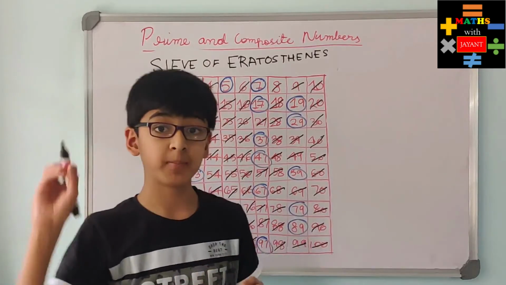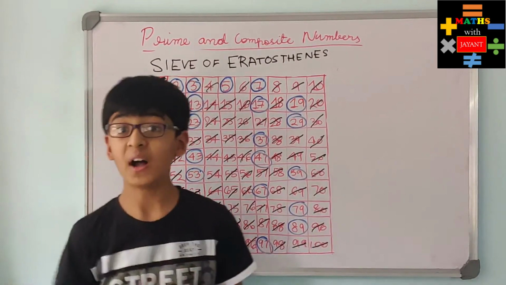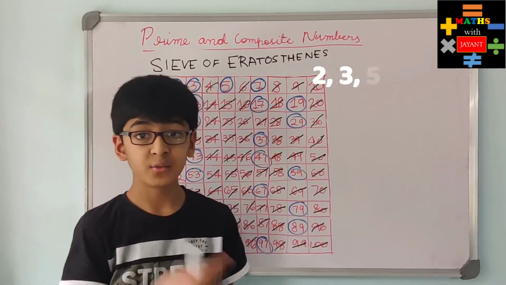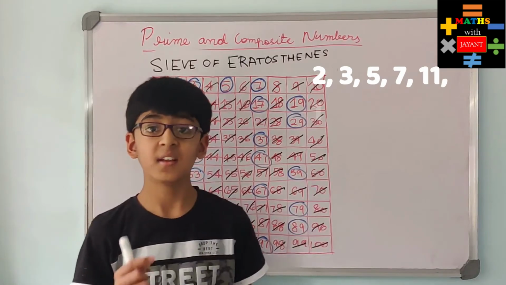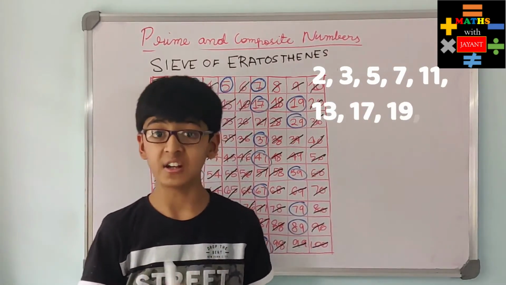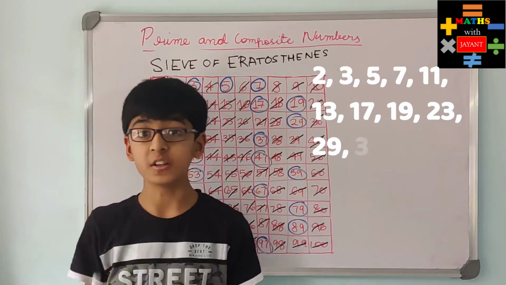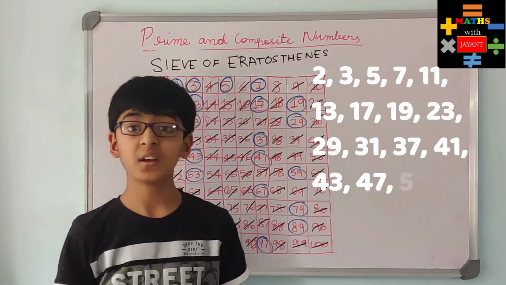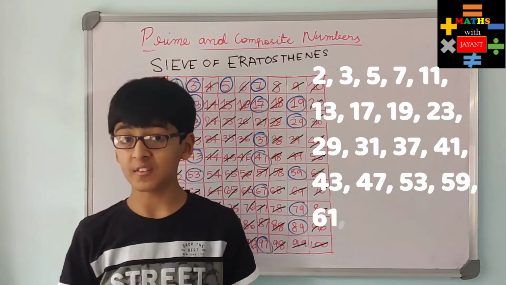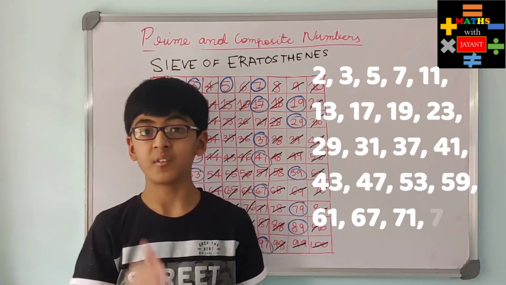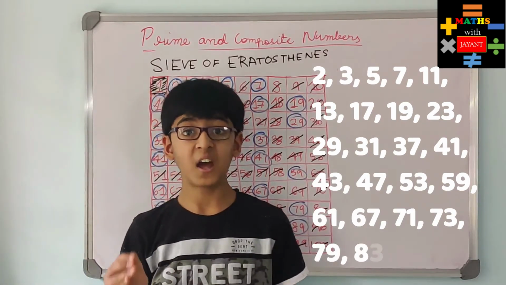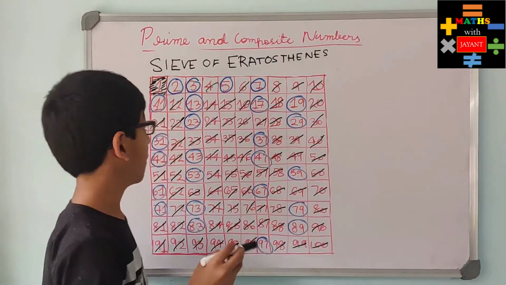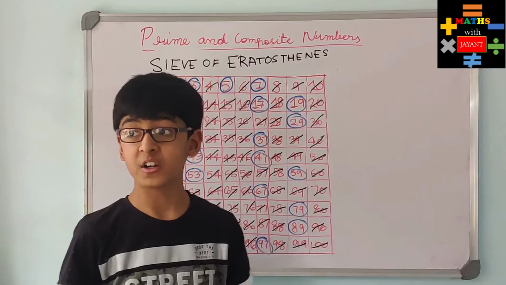So the prime numbers from 1 to 100 are 2, 3, 5, 7, 11, 13, 17, 19, 23, 29, 31, 37, 41, 43, 47, 53, 59, 61, 67, 71, 73, 79, 83, 89 and 97. So these were the prime numbers from 1 to 100.